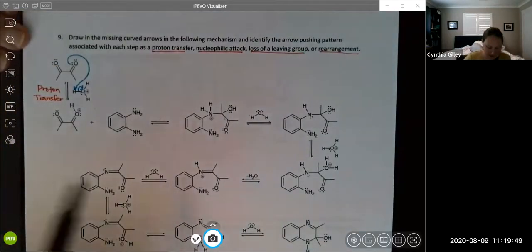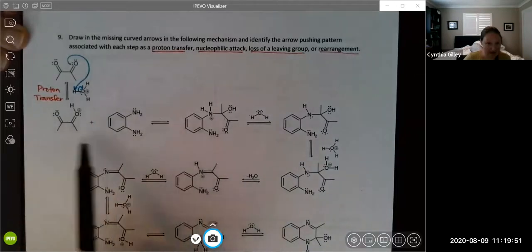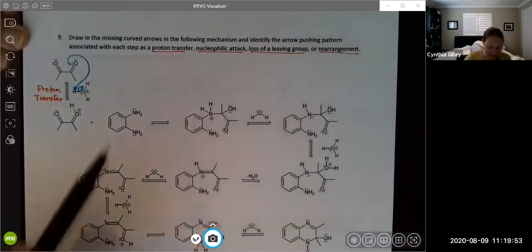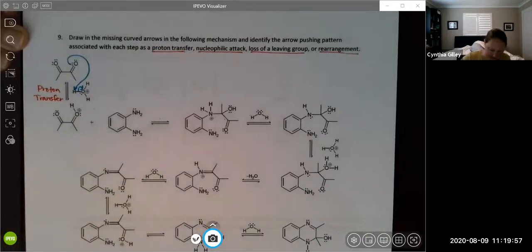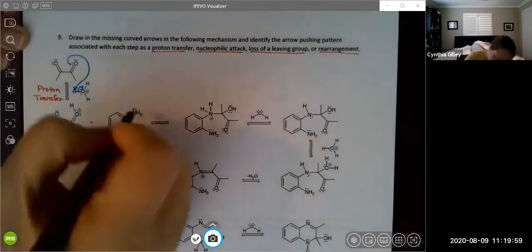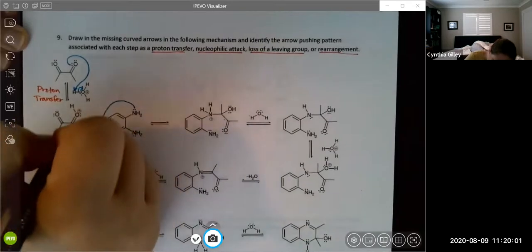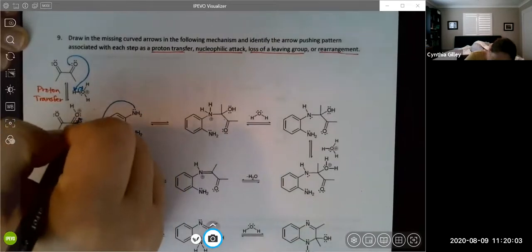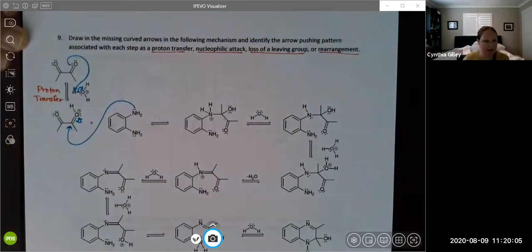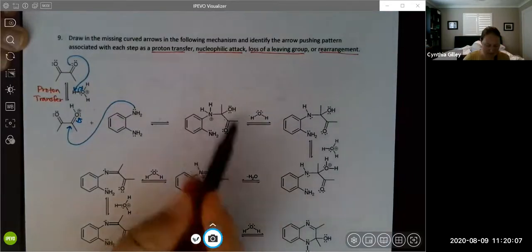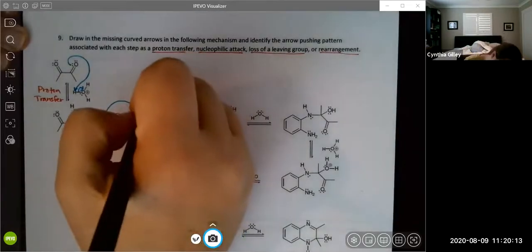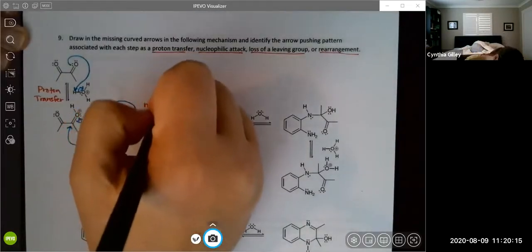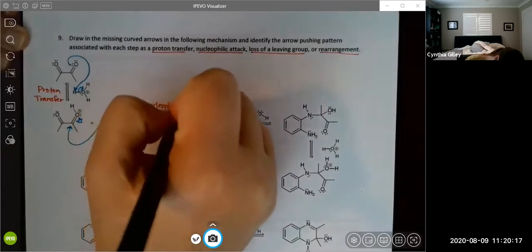Okay, from what's happening if we analyze this next step, it looks like the nitrogen's lone pair is doing a nucleophilic attack, right? So it's doing a nucleophilic attack and we have a resonance arrow. Okay, so those are the arrows needed to move the electrons to make this product, right? So this is a nucleophilic attack.